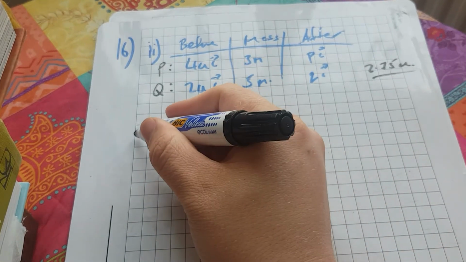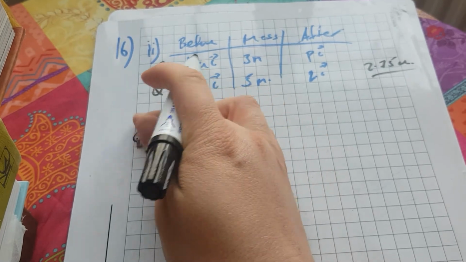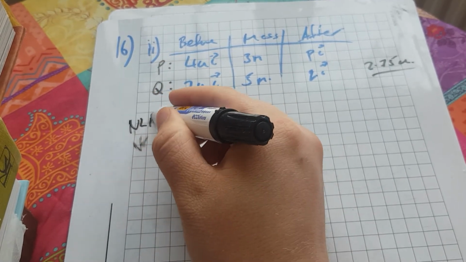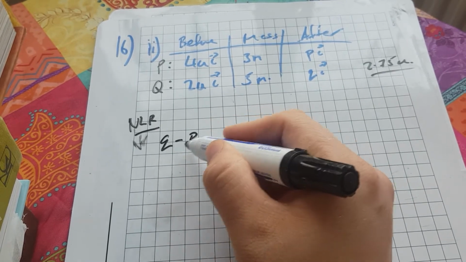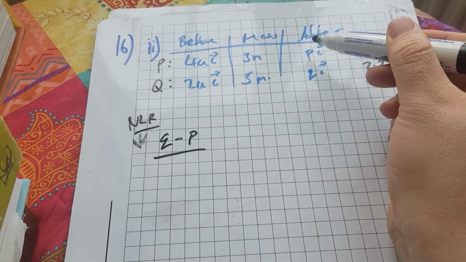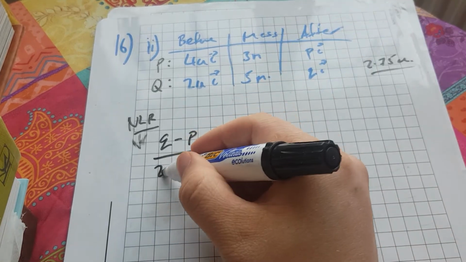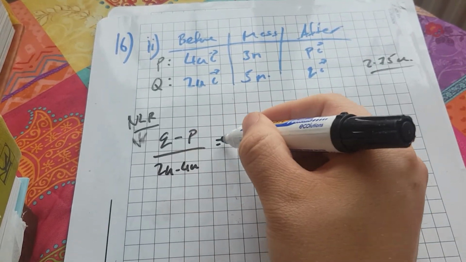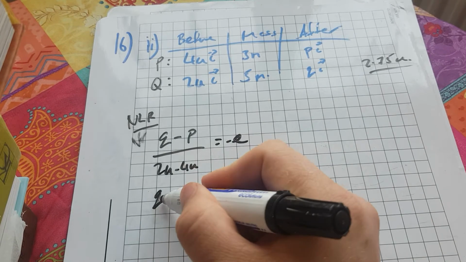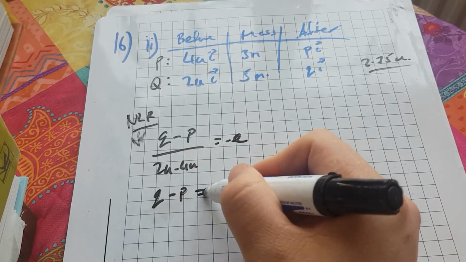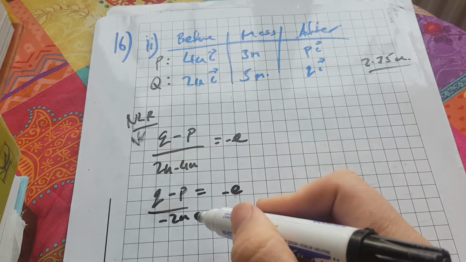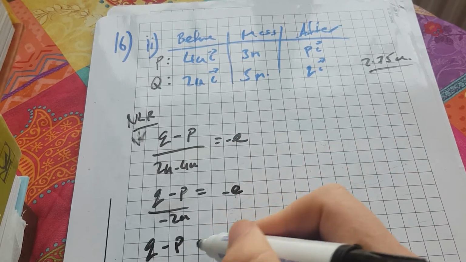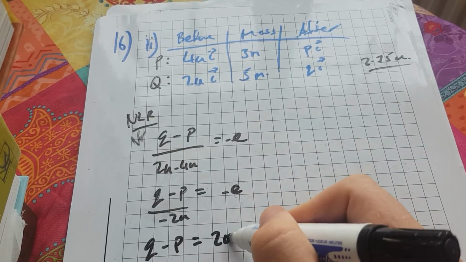Okay, so for E, or Newton's law of restitution, I'm going to do Q minus P. Now, because I did Q minus P, I have to do 2U minus 4U is minus E. So Q minus P over minus 2U is minus E. So Q minus P equals 2UE.